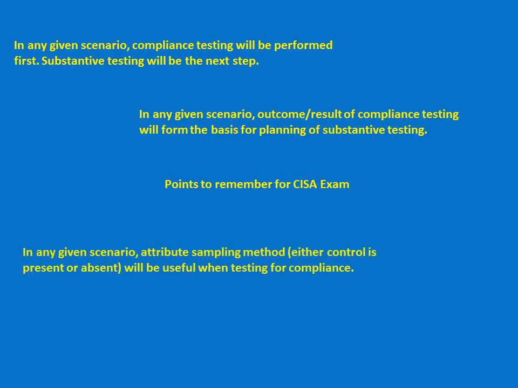Okay, so now this is a very important point to remember for CISA exam. In any given scenario, attribute sampling method will be useful when testing for the compliance. Now what is attribute sampling method? Attribute sampling will give us two results, either yes or no. So in compliance also we need two results, either control is present or control is absent, either yes or no. So whenever a question is there where it's being asked what is the sampling method to be used for compliance testing, we need either yes or no. So that is attribute sampling, either control is present or absent.